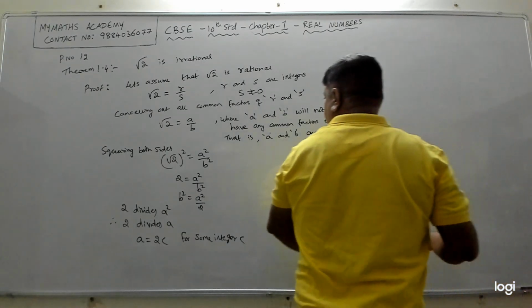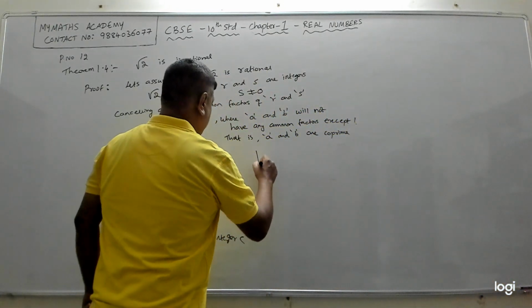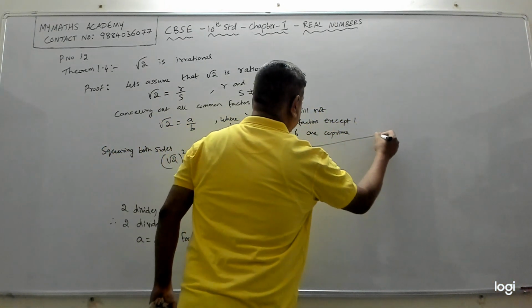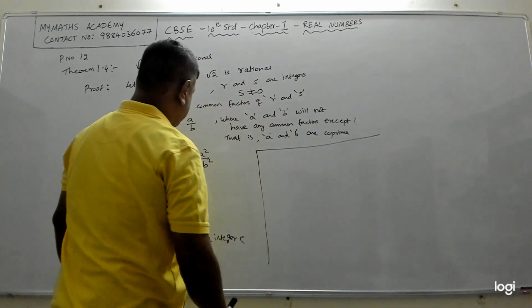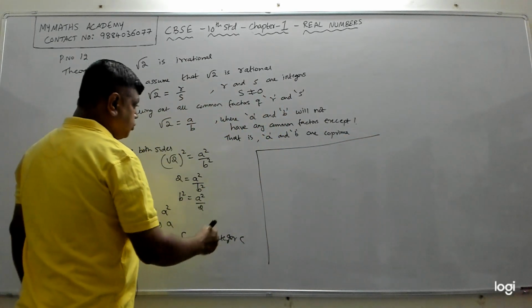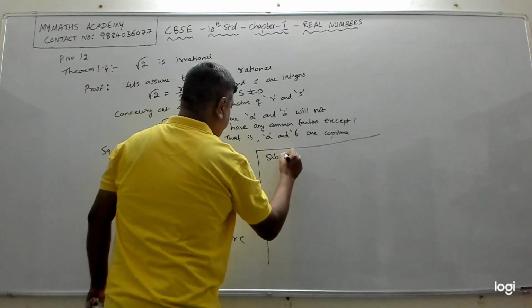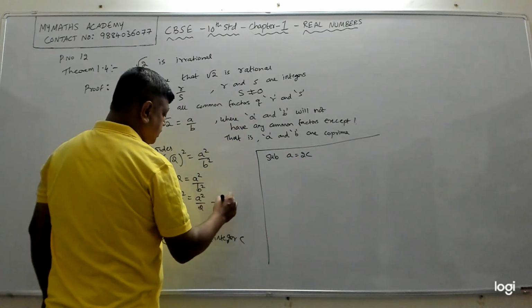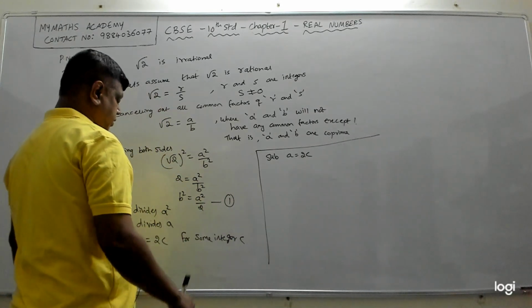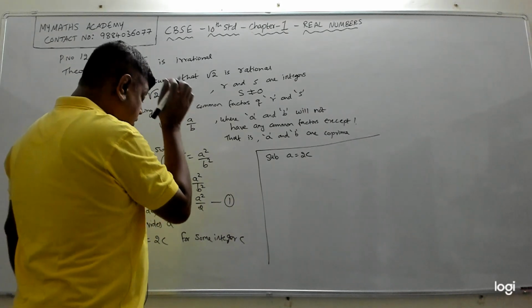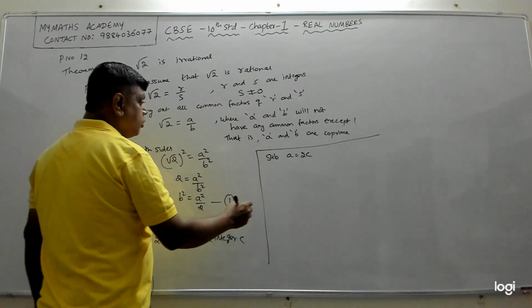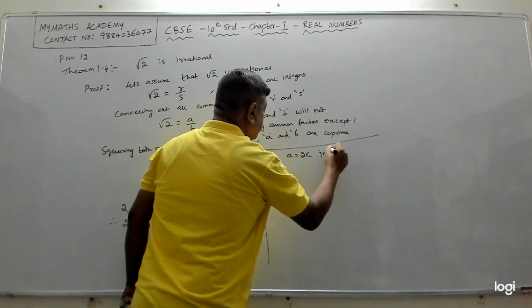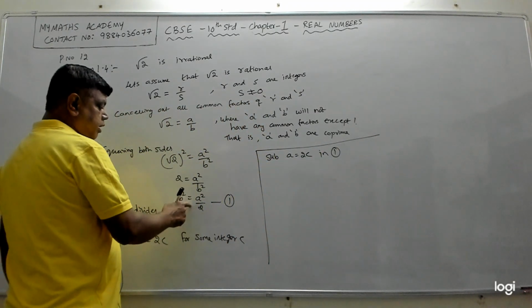Now I'll write the continuation here. Now substituting a equal to 2c in this one. I'll call this equation 1. So a is equal to 2c. Substitute a is equal to 2c in 1. If I substitute a is equal to 2c here, then what do we get?